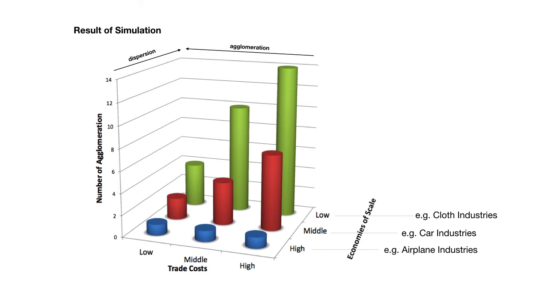As you can see, the x-axis is for trade costs, the y-axis is for economy of scale, and the z-axis is for number of agglomerations. We can say that going from no economy of scale, like the airplane industry, then the car industry, to the clothes industry, the more significant the effect of trade cost on the agglomeration. So transportation costs strongly influence small economies of scale like the clothes industry, while large economies of scale like the airplane industry aren't affected by trade cost.